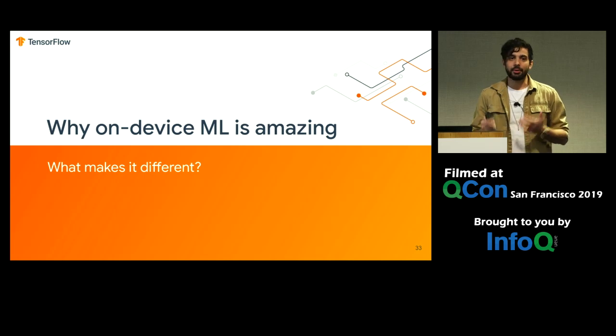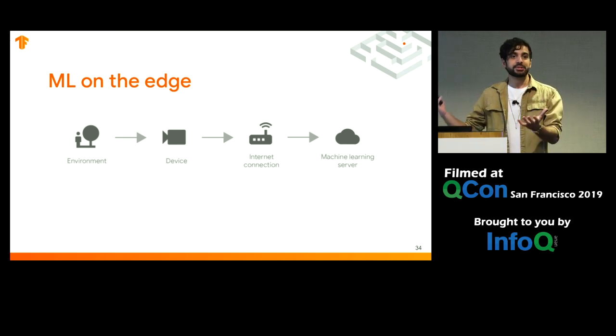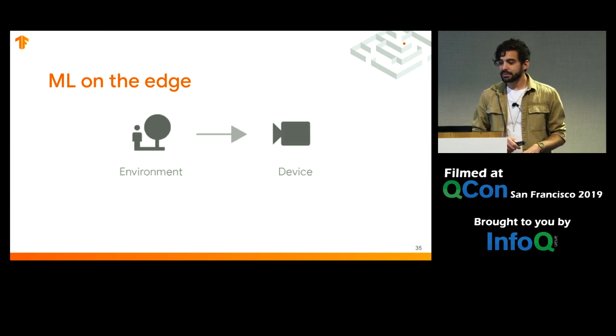So I want to talk a little bit more about on-device ML. So the previous model is that we have an internet connection to a big server that's powerful and running ML. And the device is located in an environment where it's collecting data, and in order to run inference on that data and do anything intelligent, it has to send that data back. So with ML on the edge, the only part of this system that exists is just the connection between the environment and the device. You don't have to worry about other connectivity.